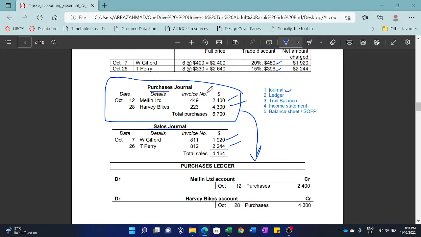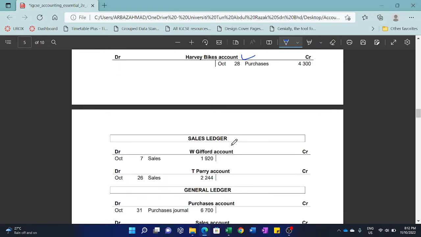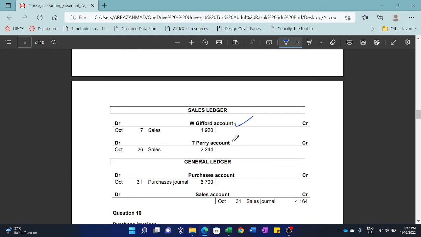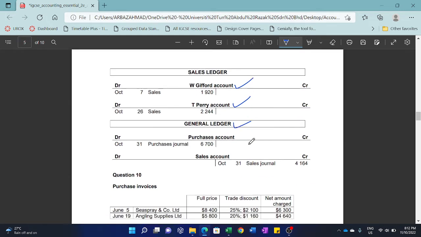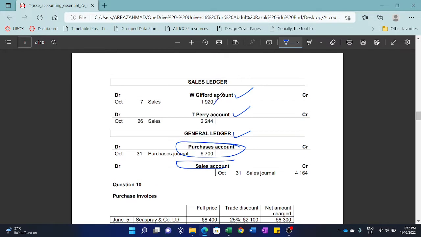So this one is journal, and now we are going to post it into ledger. Again, this is purchase ledger, so it will have trade payables. Trade payables, sales ledger, trade receivable, general ledger, purchase account, sales account. Check back the values. Yeah, you are getting the values right.